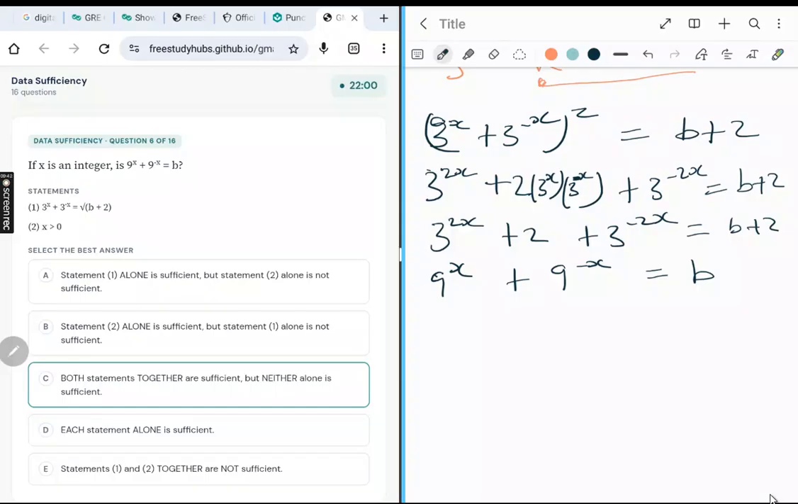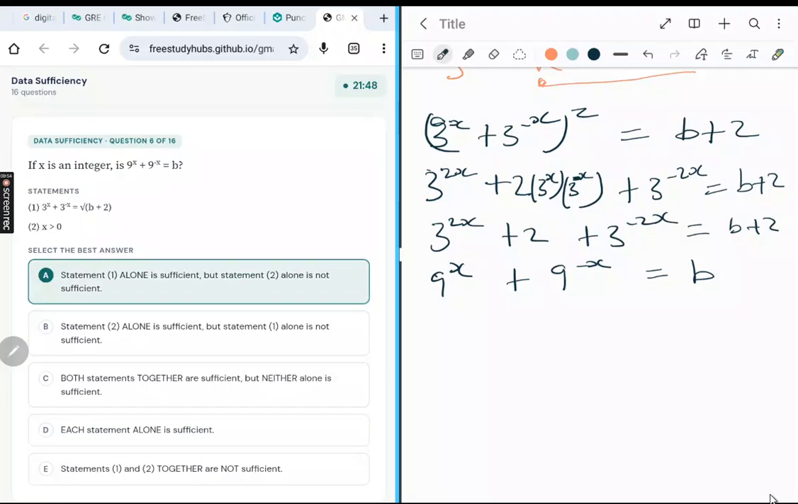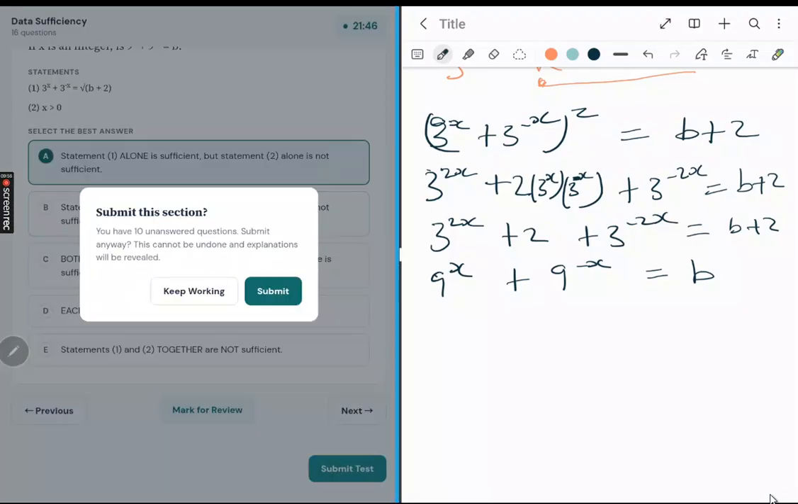What about statement 2? s is greater than 0. What of b? We don't know. Even if s is greater than 0, what exactly is it? Is it 1, 2, 3, 4, 20, 1 million? We don't know. Statement 1 is sufficient. Statement 2 is not.